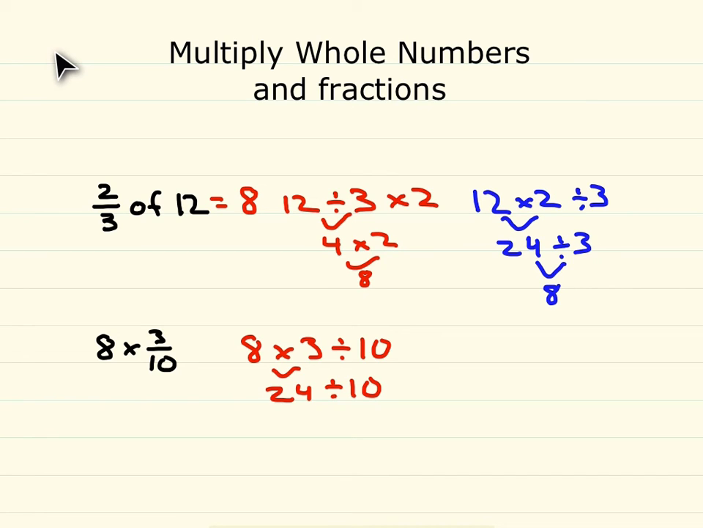24 divided by 10, you can write that off to the side. 24 divided by 10. 10 goes into 24 2 times. 2 times 10 is 20. Subtract and you get 4 left over. So you have this mixed number here, 2 and 4/10. And you could always simplify that down to 2 and 2/5. So either way you want to do it, just remember you have to multiply by your numerator and divide by your denominator. It does not matter the order.